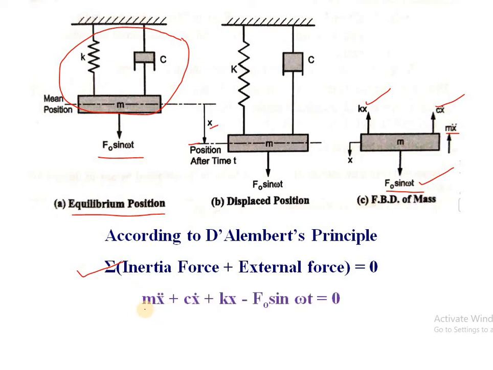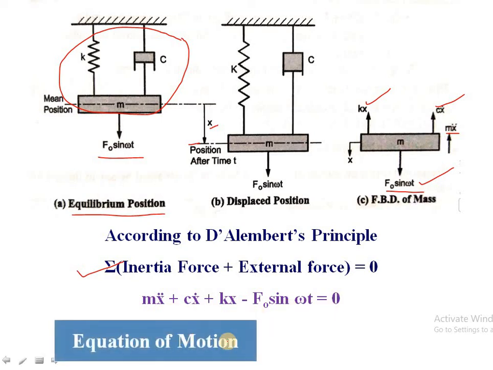So your equation becomes m x double dot plus c x dot. As all three are in the same direction, we are considering them as positive: m x double dot plus C x dot plus K x, and this is in downward direction, so minus F0 sin omega t equals 0. So this can be written as m x double dot plus C x dot plus K x equals F0 sin omega t. So this is nothing but the equation of motion for forced damped vibration.